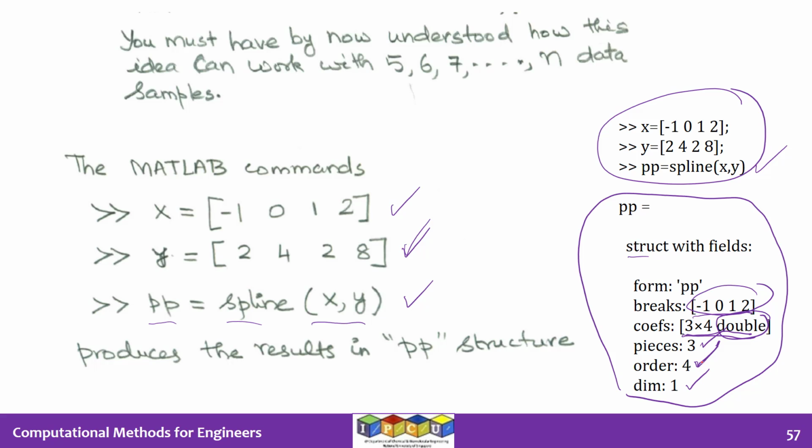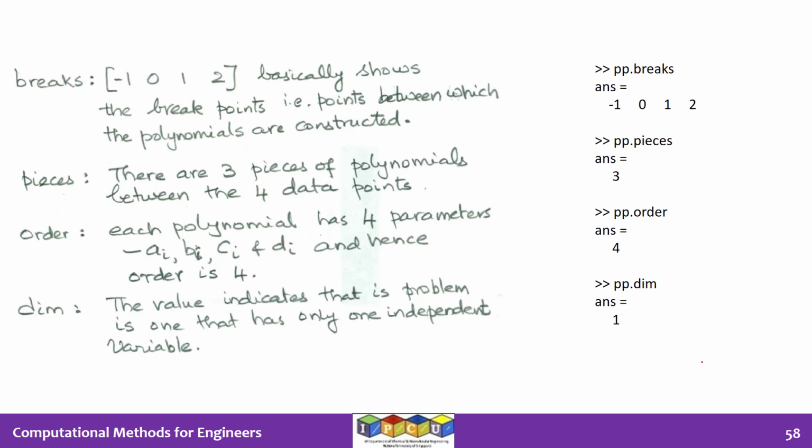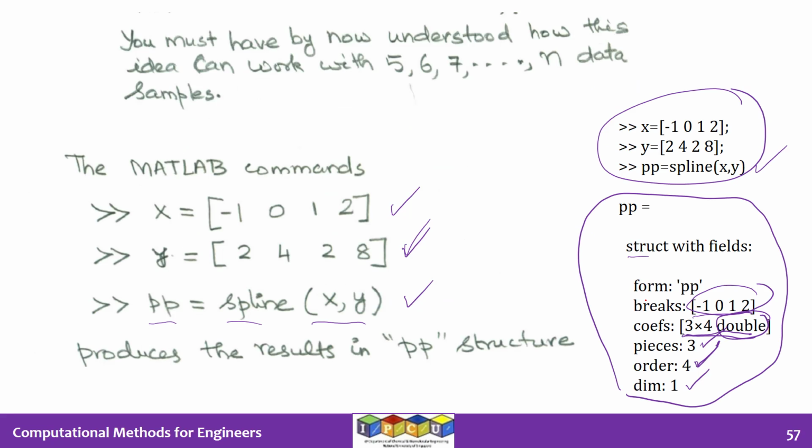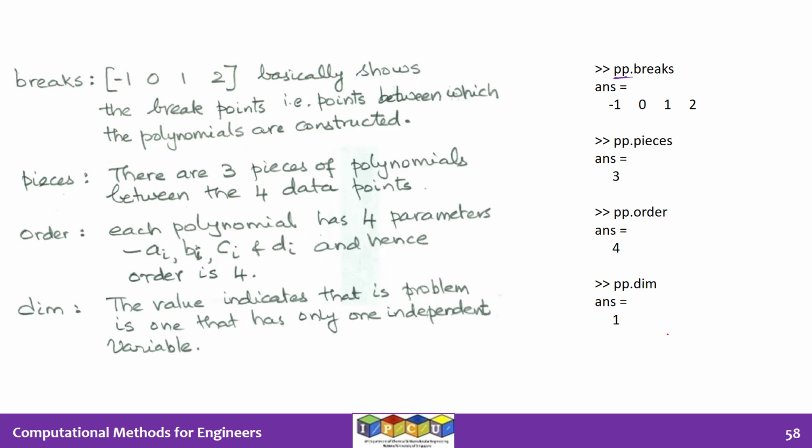Dimension is equal to 1, we can understand, because this is one dimensional interpolation. You have one x variable. Therefore, it is one dimensional interpolation. Let's go through these results in detail in the next few slides. So the breaks, what does breaks mean? So if I type pp dot breaks, remember pp is a structure and it has these fields, form, breaks, coefs, etc. So if I type pp dot breaks, it will give the values of the breaks.